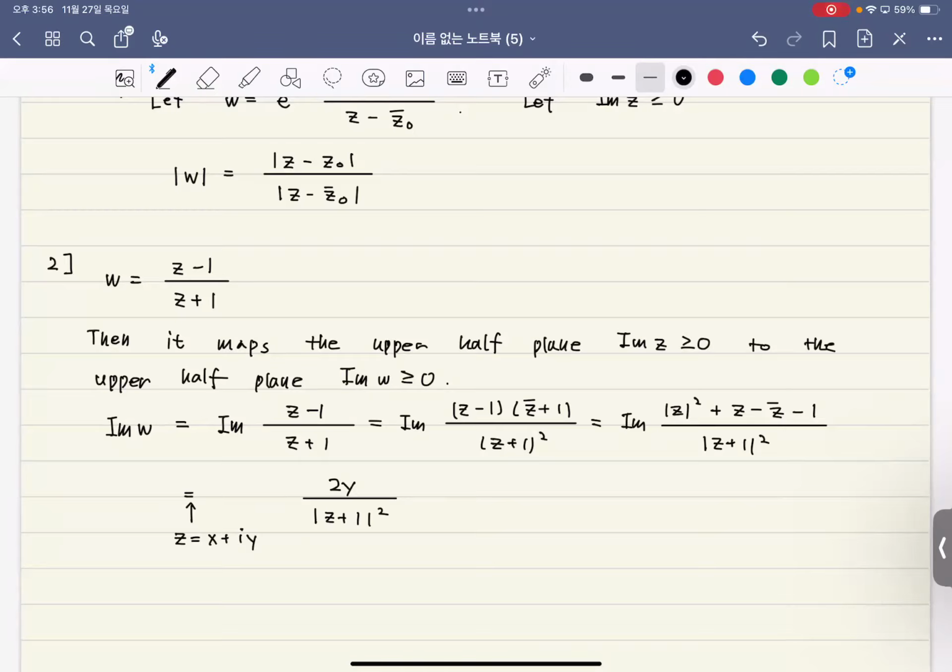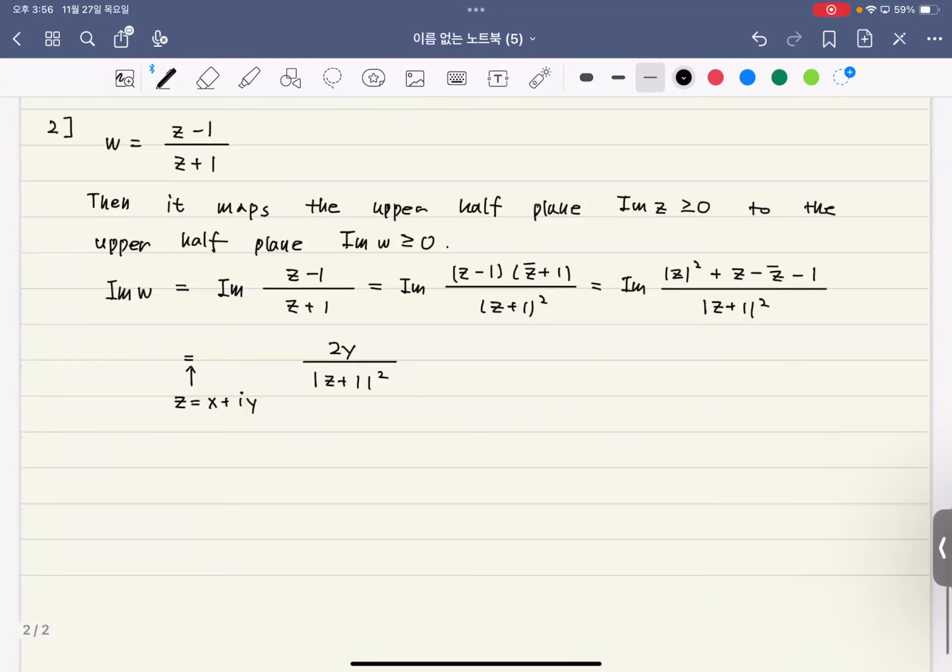On top of that, suppose that y has a positive sign, so y is a positive real number. In other words, suppose my z is in the upper half plane of the Z plane. Then the imaginary part of the image of this point also must be positive, right? Which implies the upper half plane is being mapped to another upper half plane.